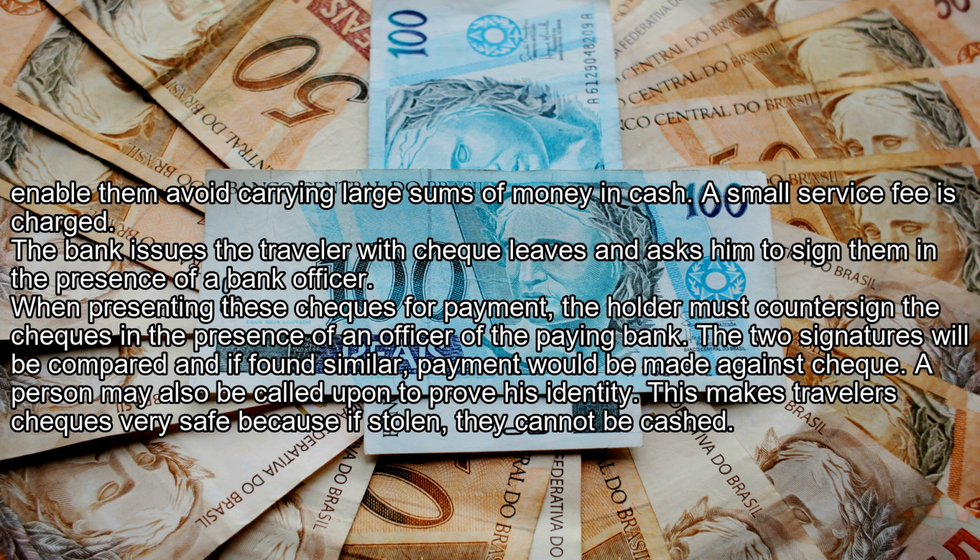The bank issues a traveller with check leaves and asks him to sign them in the presence of a bank officer. When presenting these checks for payment, the holder must countersign the checks in the presence of an officer of the paying bank. The two signatures will be compared, and if found similar, payment would be made against the check. A person may also be called upon to prove his identity. This makes travellers' checks very safe because if stolen, they cannot be cashed.